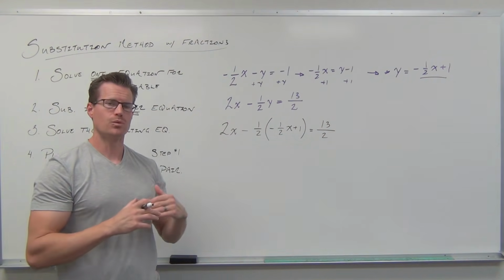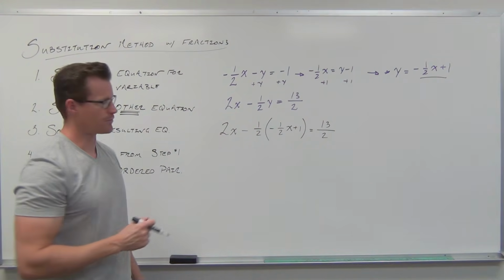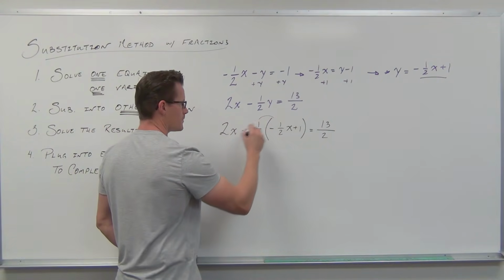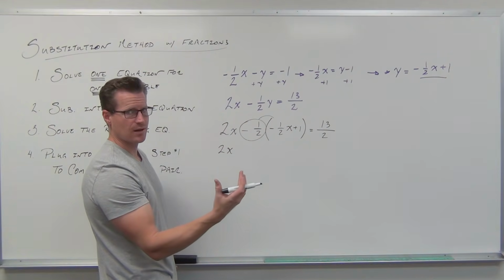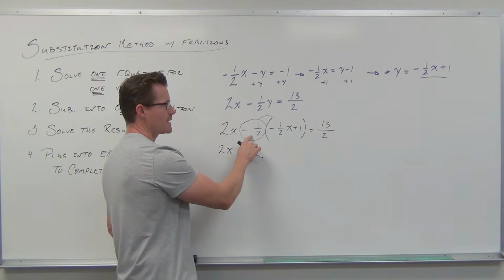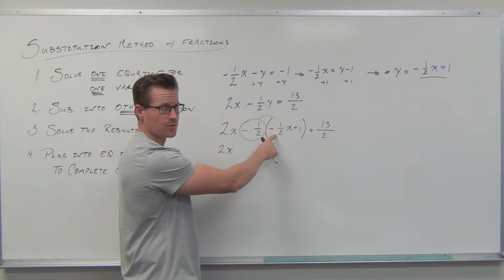After that, we distribute. We solve it like normal. We distribute, and then we start clearing fractions. So we'd have 2x. You pull out your fraction button on your calculator if you're not very good at fractions. Negative 1/2 times negative 1/2 is positive 1/4. I'm going to put plus.